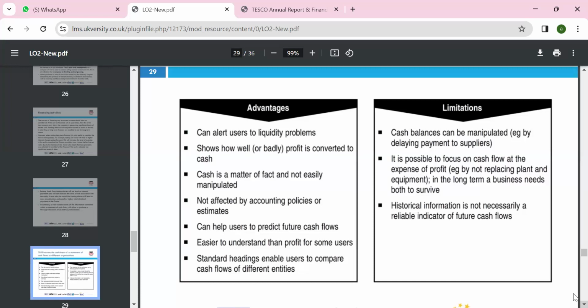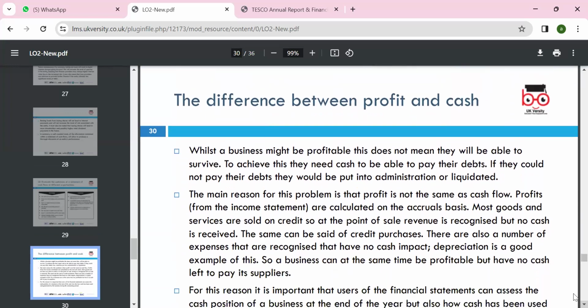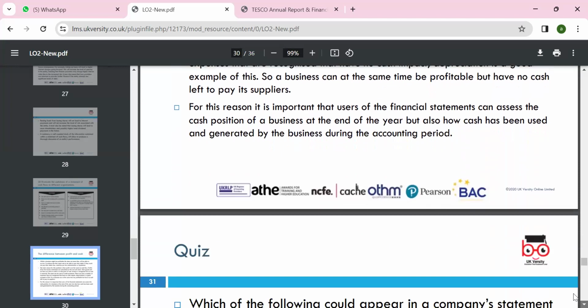So when we are preparing the cash flow statement, we should not make the cash position look better than it is. The difference between the profit and the cash is clearly indicated. Maybe through credit sales we can increase sales, but what about when customers are paying? So we need to look at these tactics and the financial management.